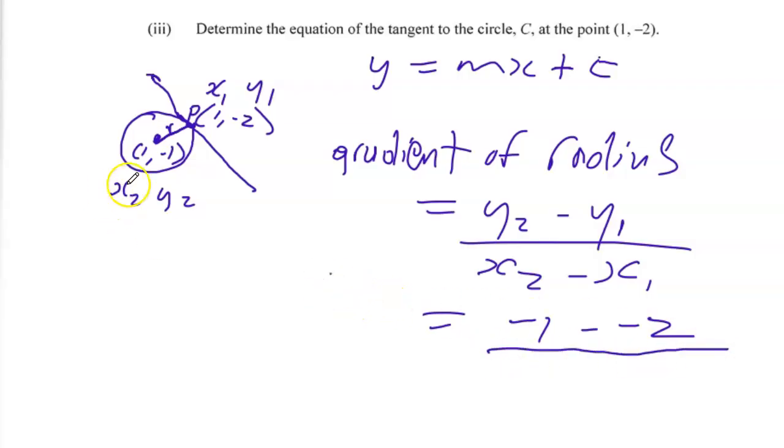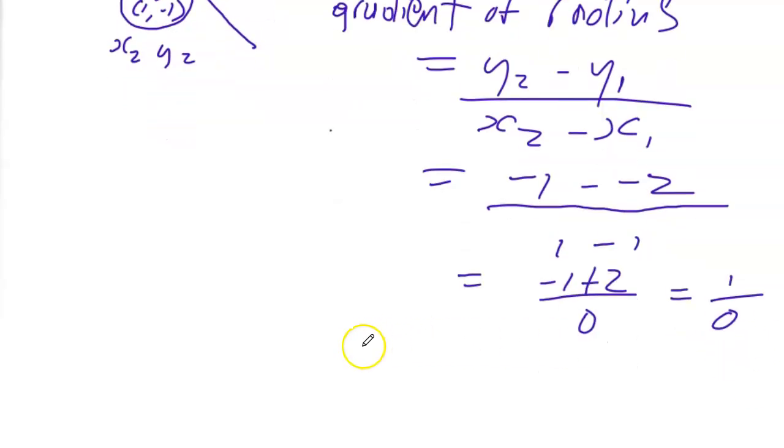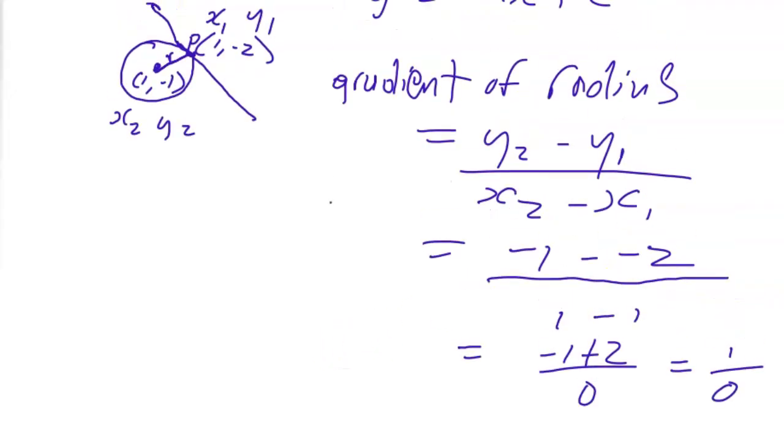And x2 minus x1 will be 1, take away 1. Which tells us something here about the line: the gradient is undefined here. This would be -1 plus 2, which will be 1 over 0. So notice the gradient is undefined. Alright? So the gradient of this radius is undefined.